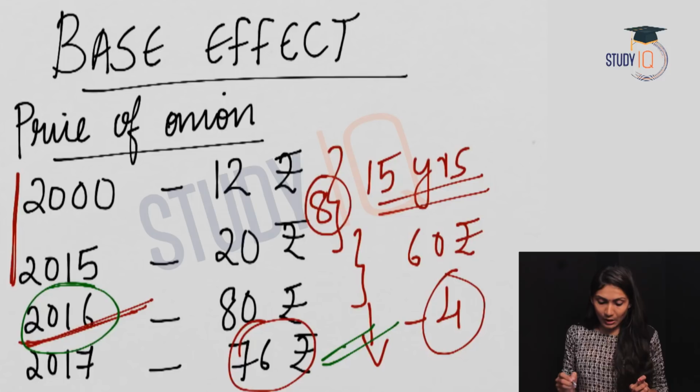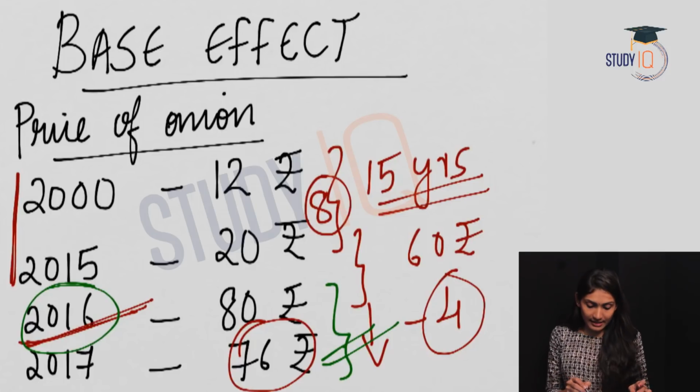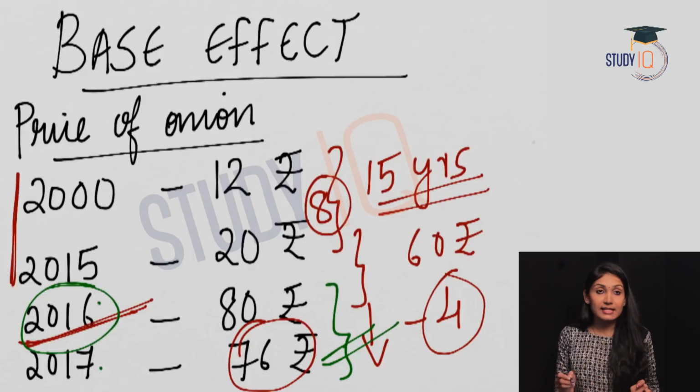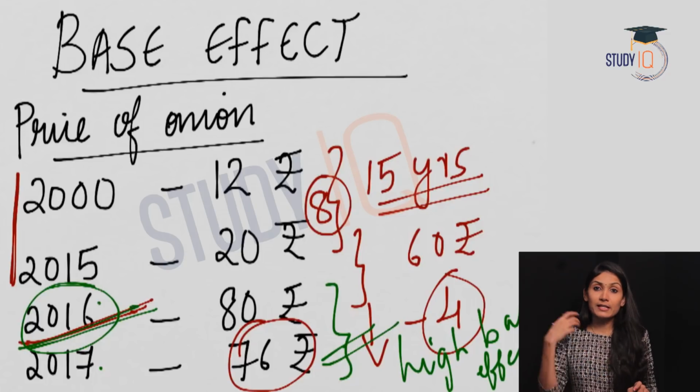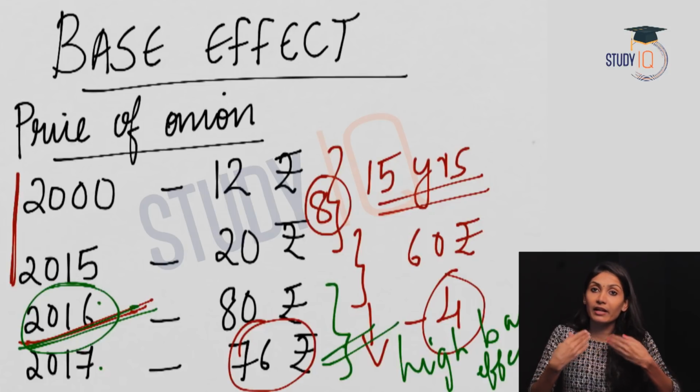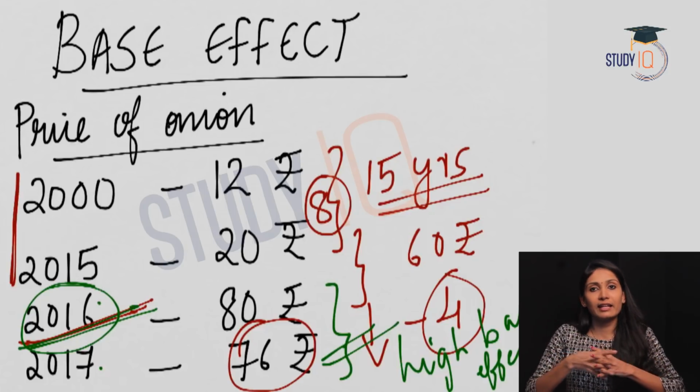So this is known as the base effect. The change in price between 2016 and 2017 is known as a high base effect, because in 2016 the price was so high, and when we compare the prices in 2017 with that of 2016, we feel that the rate has come down.